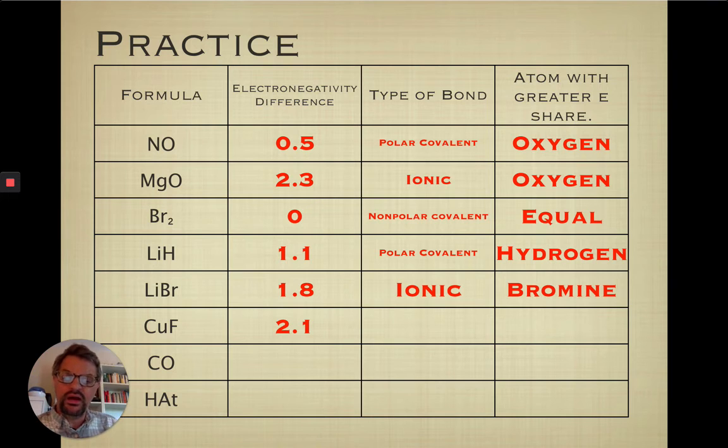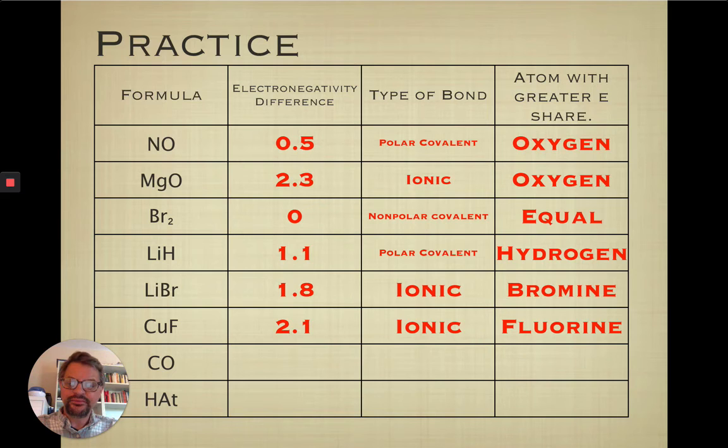Copper fluoride, 2.1 difference. Choose your bond type. Which one is it? It is an ionic bond. Fluorine takes electrons from copper. Next one, CO, difference of 1. Choose your bond type. It is a polar covalent bond. It's covalent, but it is polar. Oxygen has the greater share of the electrons.